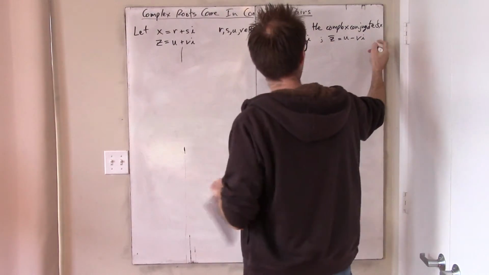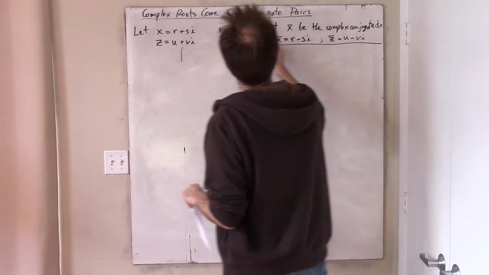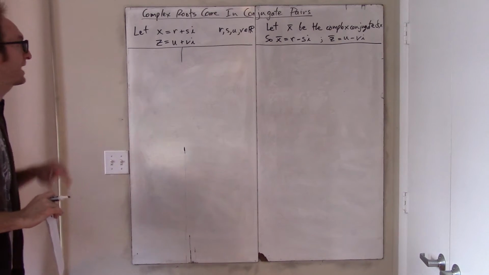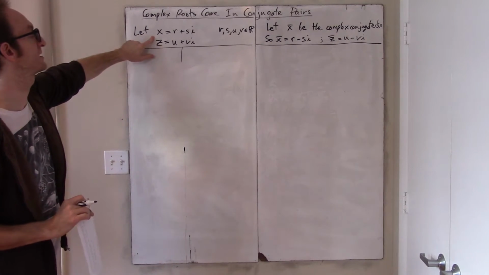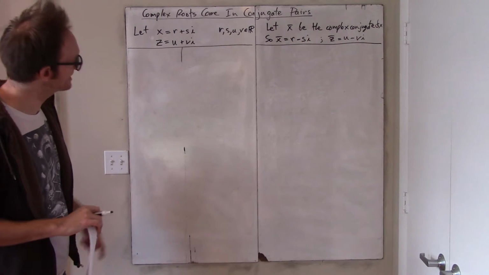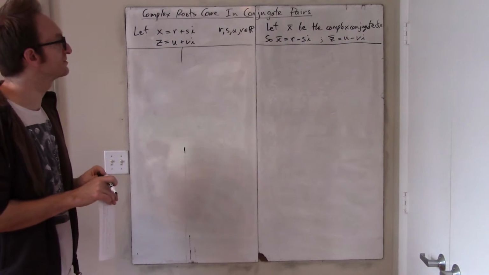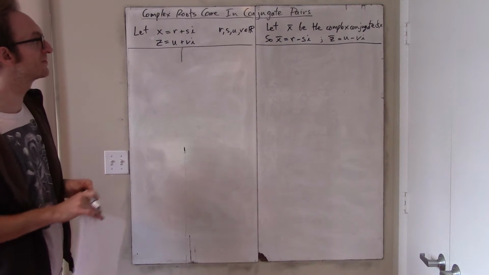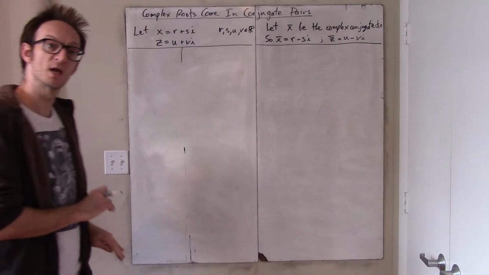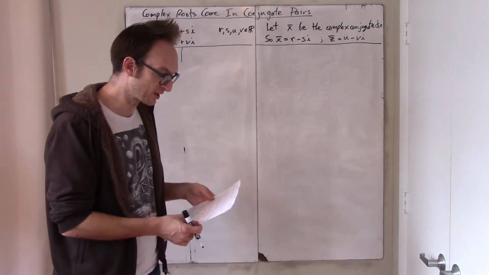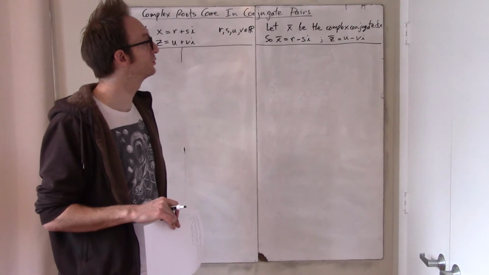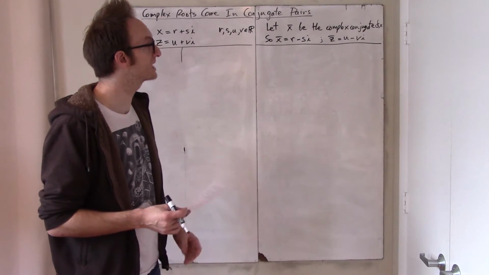This came up in class today, and what we're going to do right now is prove this slowly and methodically. And okay, here we go. First, I want to consider two generic complex numbers. x is of the form r plus si, z is of the form u plus vi, where r, s, u, and v are all real numbers. And I'm following along on this worksheet called Complex Roots Come in Conjugate Pairs, which you downloaded so you can follow along. Okay, and now I want to talk about the complex conjugate.